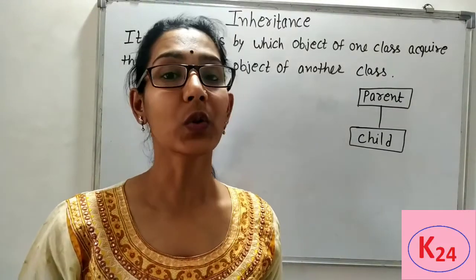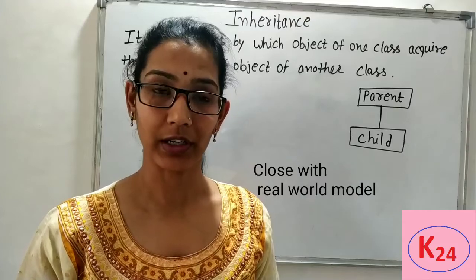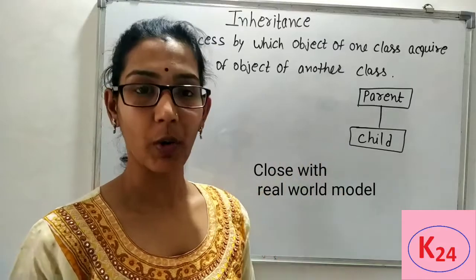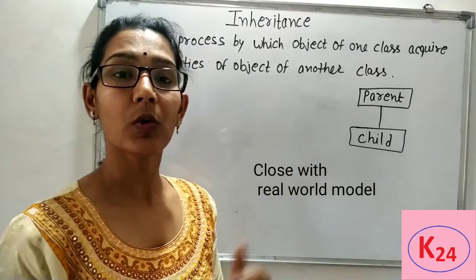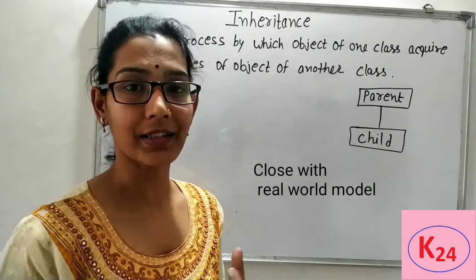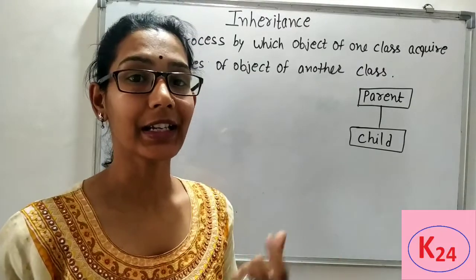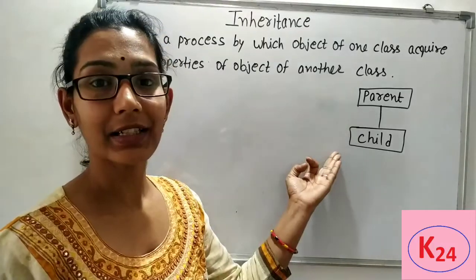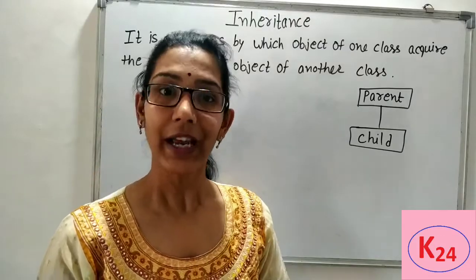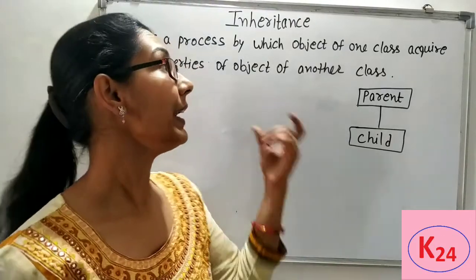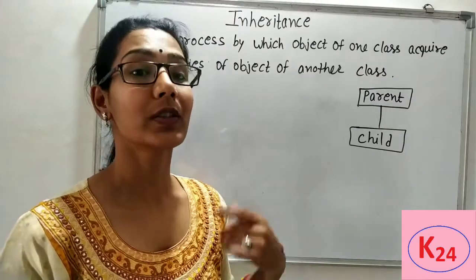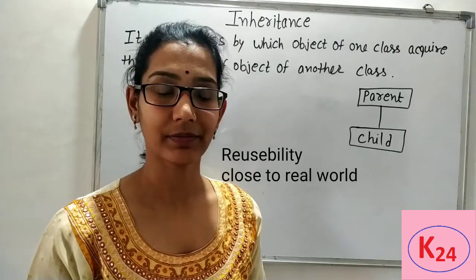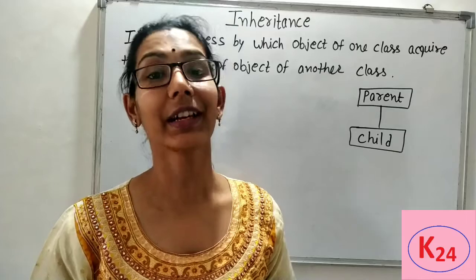Now the second reason is to stay closer to the real-world model. We know that object-oriented programming is used for real-world problems and models. In OOPS, or in our real life, everything is an entity, and each entity is related to the others. To maintain the relationship between entities, we have to use the concept of inheritance. So inheritance is used to stay closer to the real-world problem, and also to support reusability.